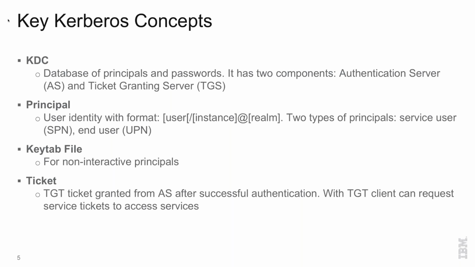So the principal is the username used in the Kerberos environment. And basically, there are two types of principals. One is the service principal, usually we call it SPN, the service principal name, and the end user, the UPN. Right. So we have two kinds of users.